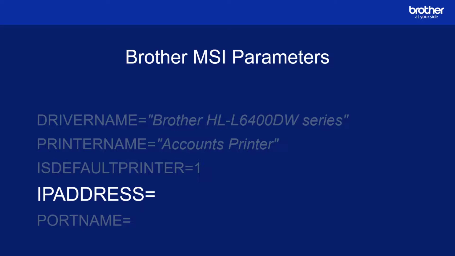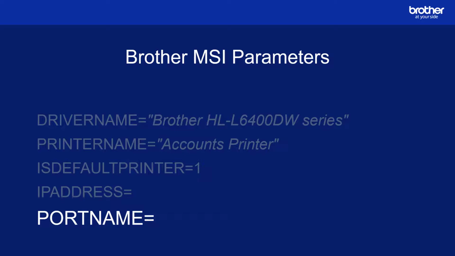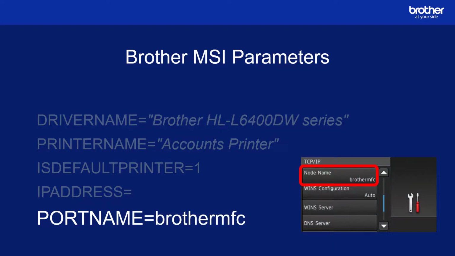This parameter creates the connection to your Brother device using its IP address. For example, like this. Alternatively, if you want to connect to your Brother device using its node name, use the portname parameter. For example, like this. Note that the IP address and portname parameters cannot be used at the same time. For reference, you can find the msiexec and Brother-specific MSI parameters used during this video in the description.